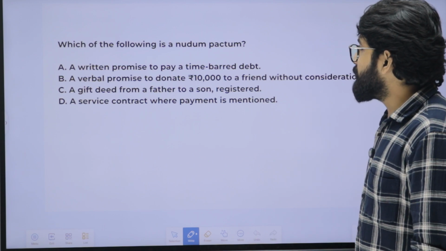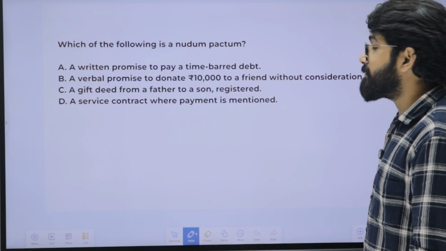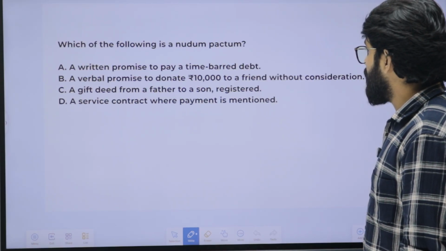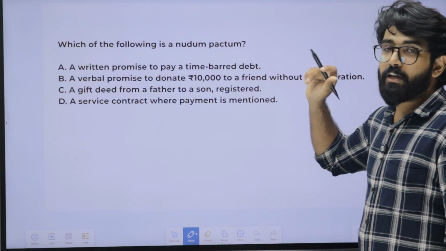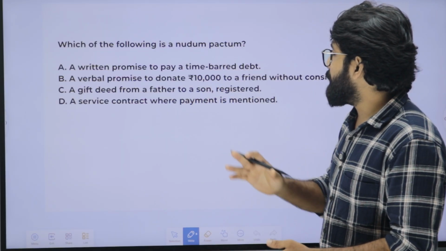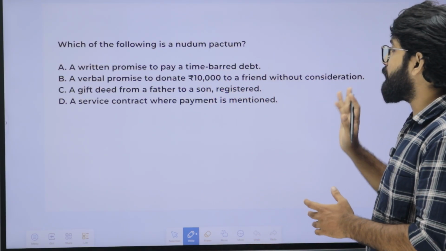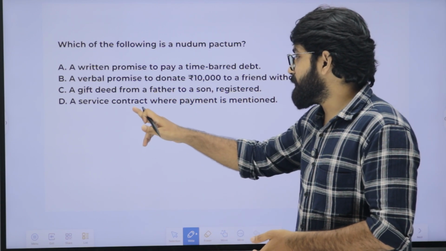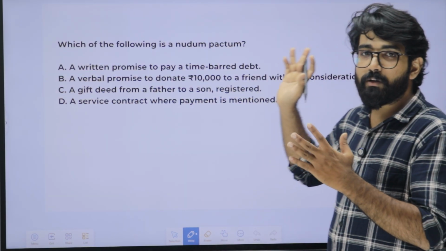Which of the following is a nudum pactum? Which among the following is a nudum pactum? The question is, which of the following is a nudum pactum? 4 options are there. A, a written promise to pay a time-barred debt. B, a verbal promise to donate 10,000 to a friend without consideration. C, a gift from father to a son, registered. D, a service contract where payment is mentioned. Which among these is a nudum pactum?